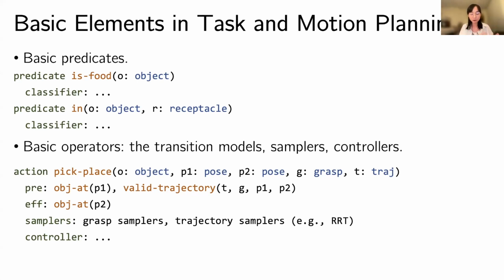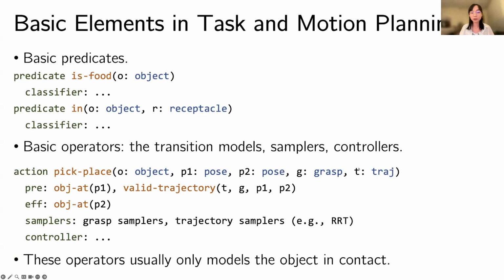For example, a pick and place action has several arguments. We want to specify what object I want to move, from which position to another position, what grasping we're going to use, and what the trajectory of my movement should be. In order to generate all those continuous parameters, like grasping poses or trajectories, we need additional samplers for those continuous values. We want grasping samplers, and trajectory samplers, for example RRT planners. And of course, based on the sampled parameters, we finally want controllers that can actually move the robot to achieve the goal. These base operators usually directly model the objects that are in contact with the robot.